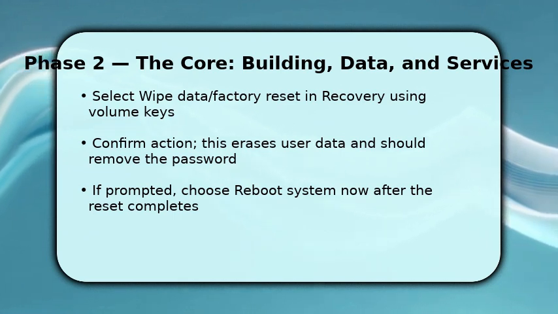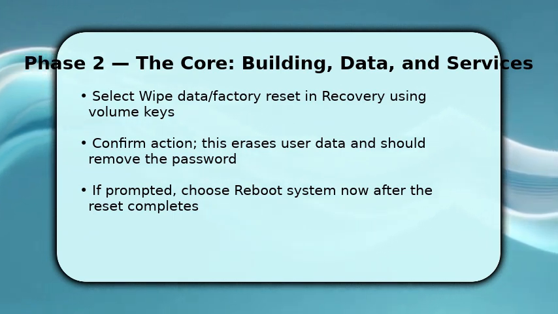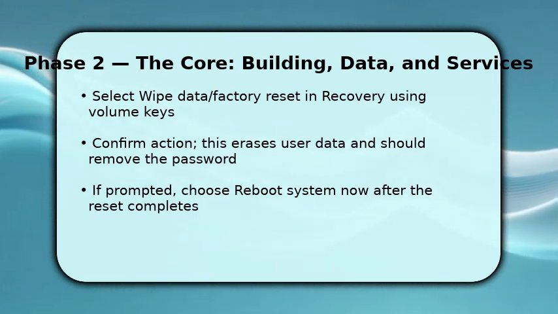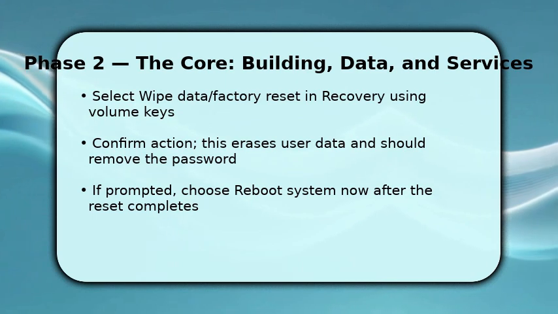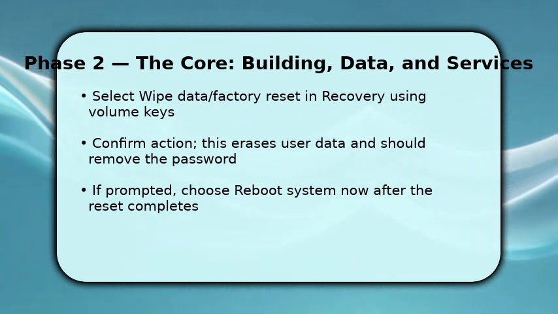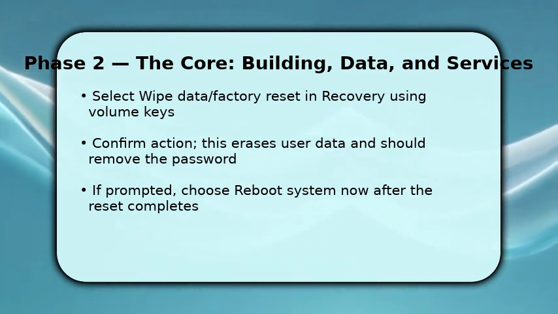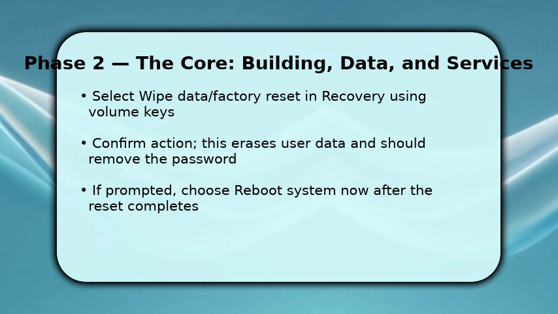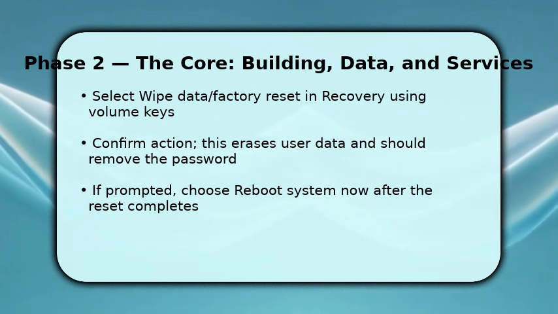Make sure to follow on-screen confirmations. There are usually 2 prompts. After the process finishes, select Reboot System Now. The phone restarts clean. This middle phase is the core operation. It permanently removes the lock, but also deletes local files, which is why backups mattered.